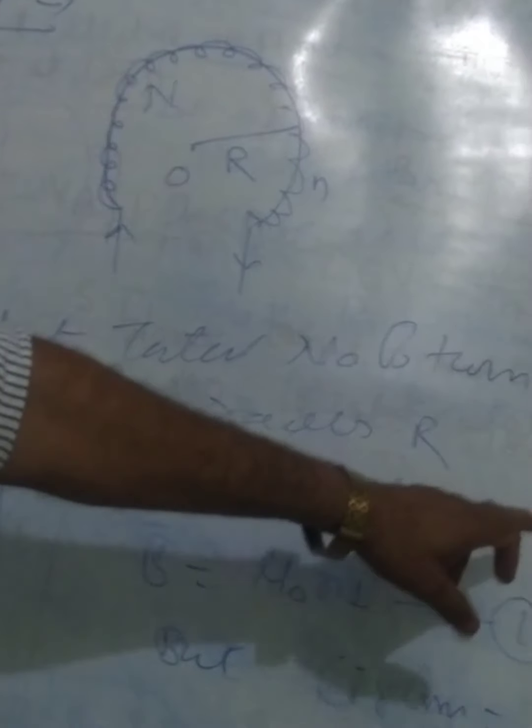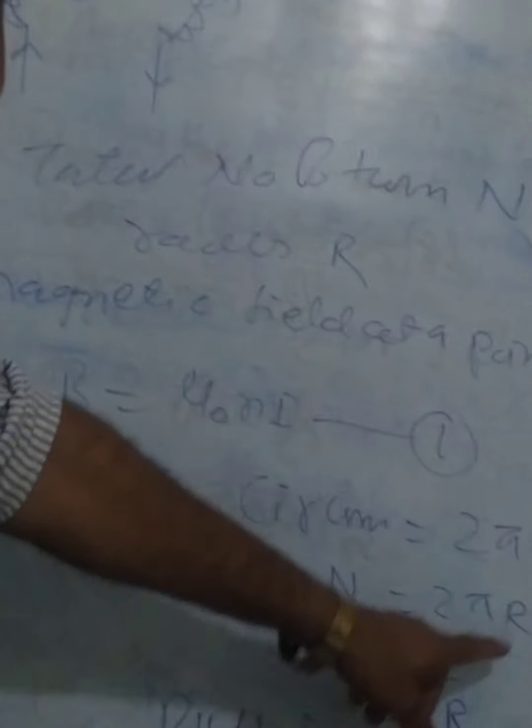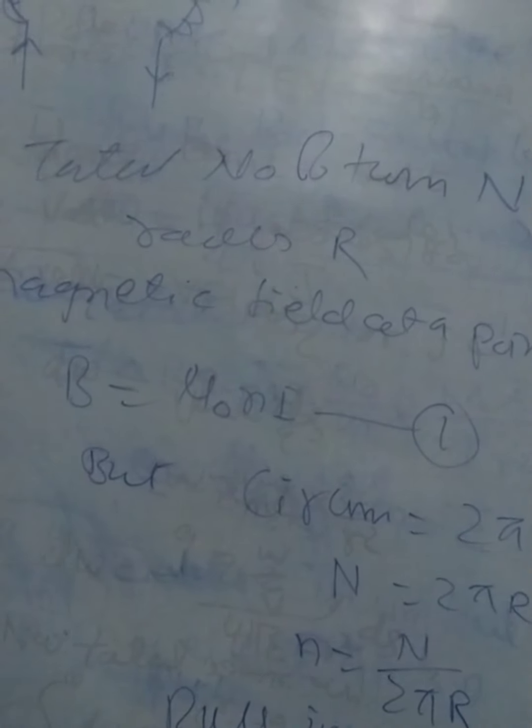So the magnetic field at a point inside is B is equal to mu naught n I, equation number 1. Now the circumference, the total length, is 2 pi r, and the number of turns is capital N. So n is equal to N upon 2 pi r, and we put this value in the equation.